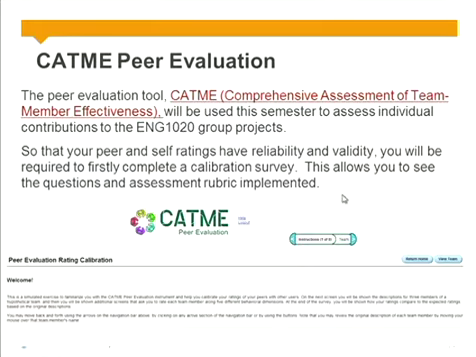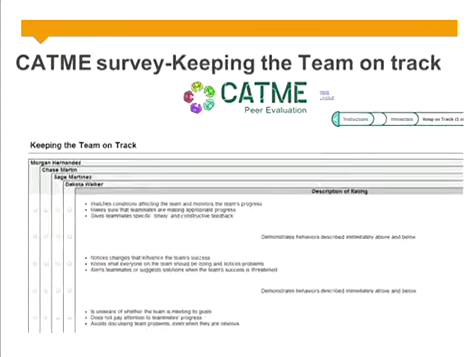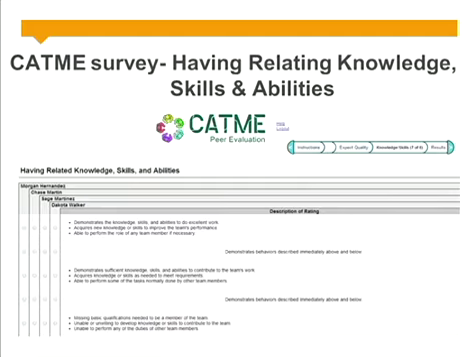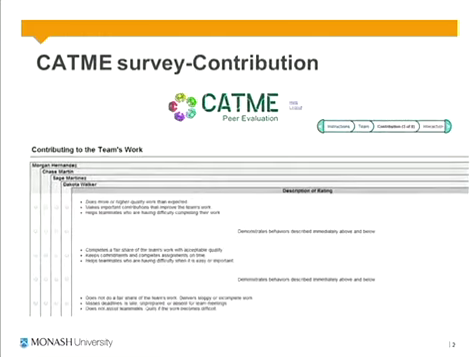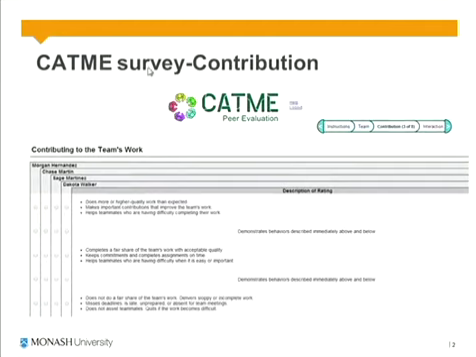By doing the calibration survey, that will give you an idea of what the questions are. So you'll get an opportunity to look at the survey before you complete one. As part of these surveys, there are 5 questions you are going to give an answer to, or click on a dot for. They relate to, if you look at the top up here, contribution, interacting with teammates, keeping the team on track, expecting quality, and having related knowledge, skills and abilities. You have to evaluate yourself as well as your teammates.